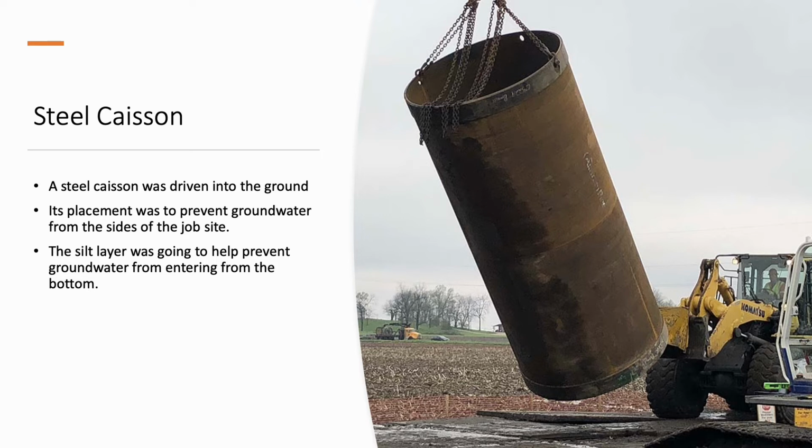For this project, a steel caisson was used, and it was driven into the ground. Its placement was to prevent groundwater from entering from the sides of the job site. The silt layer was going to help prevent groundwater from entering from the bottom. So they were expecting the silt to stop the groundwater from the bottom.